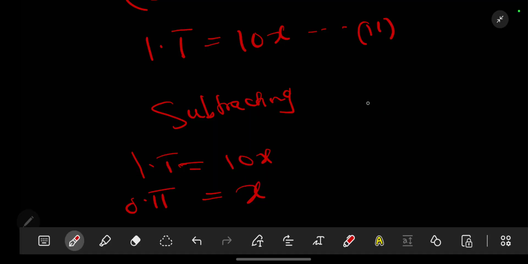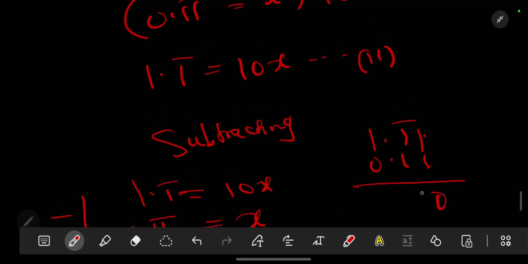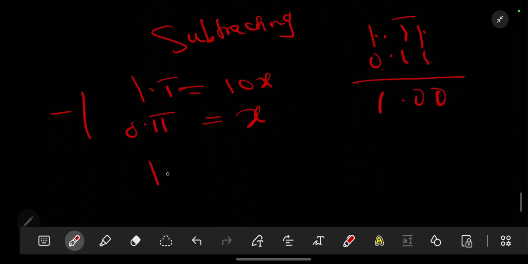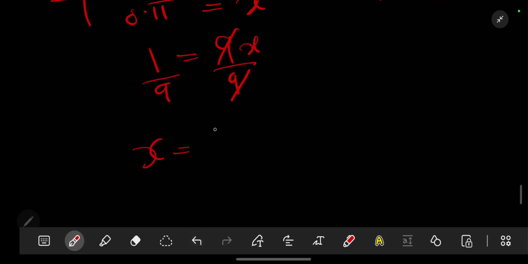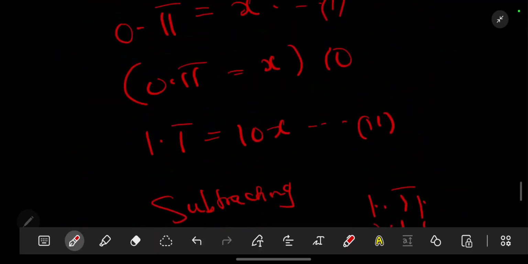So subtracting 1.1 bar minus 0.11 bar, the ones are continuing like that. So 1 minus 1 is 0, 1 minus 1 is 0, 0.1 minus 0 is 1. So here we are going to have 1 equal to 10x minus x, which gives us a value equivalent to 9x. Dividing by 9 on both sides, this gives us x is equal to 1 over 9, like that. So basically we have 1 over 9.